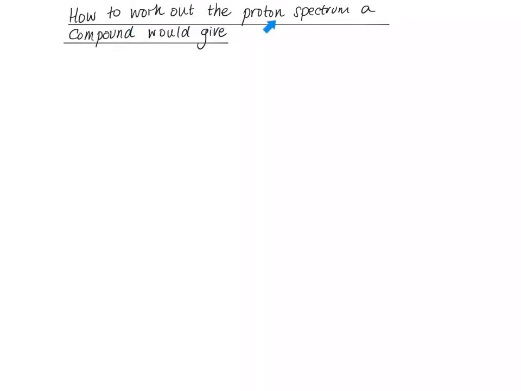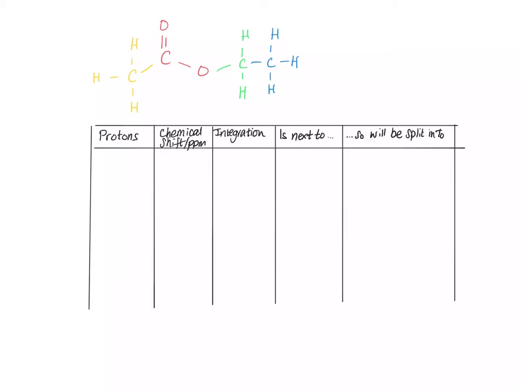How to work out the proton spectrum a compound would give. Let's use the example compound of ethyl ethanoate. So it's the ethyl ester of ethanoic acid. And remember that a proton spectrum only shows protons.